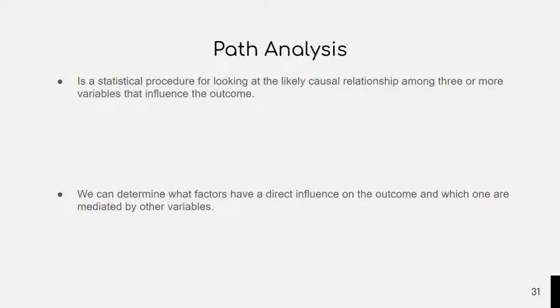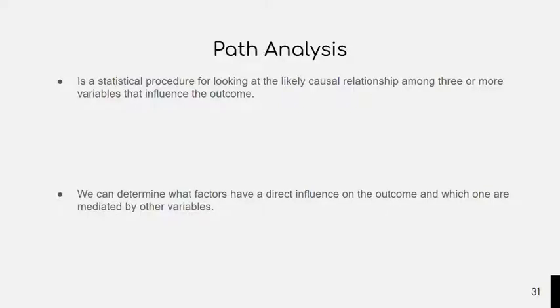The next one is path analysis. Now, path analysis is a statistical procedure for looking at the likely causal relationship among 3 or more variables that influence the outcome. We determine what factors have a direct influence on the outcome and which ones are mediated by other variables. Now, this also involves looking at what influences what. So we look at the cause and effect of the variables toward the subject. Besides that, this is also described as the dependencies between variables. So that is path analysis.